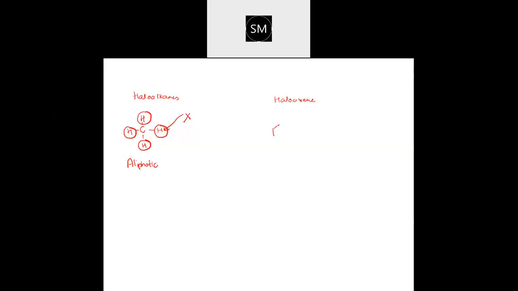Same thing, students, if you are doing this in aromatic compounds, like for example benzene, which has all 6 carbons, and attached to each carbon there is a hydrogen. So there are 6 hydrogens attached to the carbon here. If this hydrogen is replaced by the halogen, then that will be called haloarenes. This happens in aromatic compounds. If you do the replacement in aromatic, that's haloarenes. If you do that in aliphatic, that is haloalkanes.